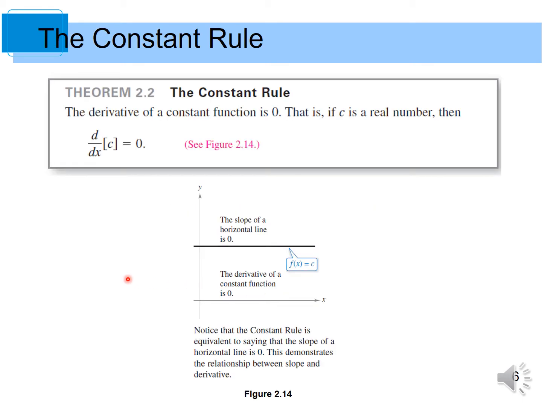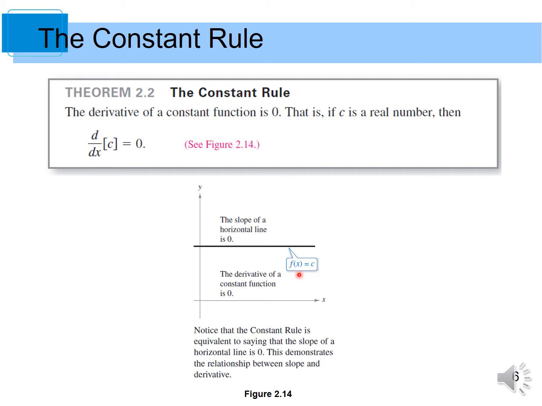For the constant rule, the derivative of a constant function is 0. That is, if c is a real number, then the derivative of c with respect to x is equal to 0. Look at the figure below.